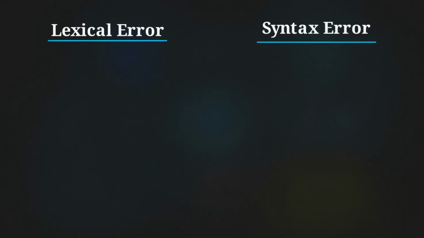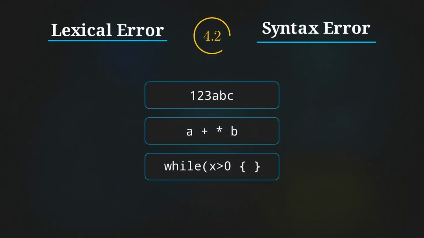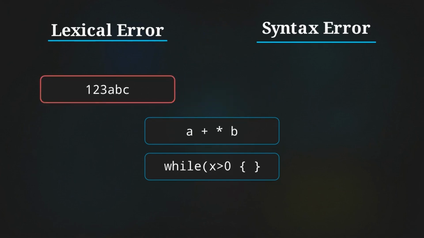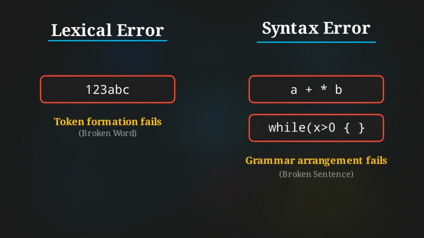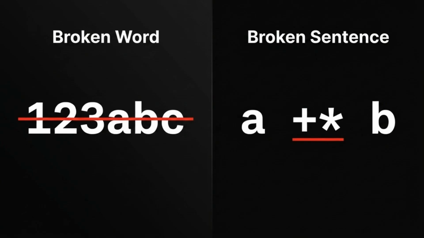Test yourself. Which of these trigger a lexical error or a parser error? The first snippet is a lexical error because 12.3 ABC isn't a valid token. Snippets 2 and 3 contain valid tokens, but their arrangement violates grammar rules. These are parser errors.